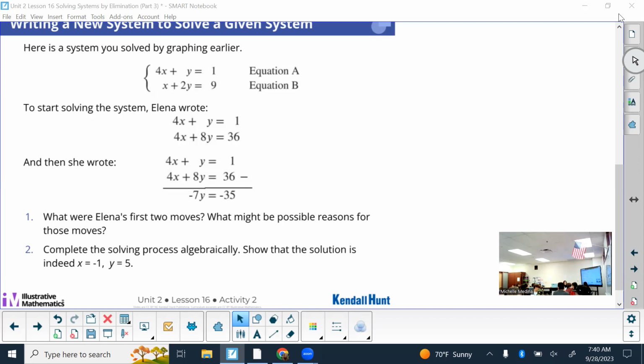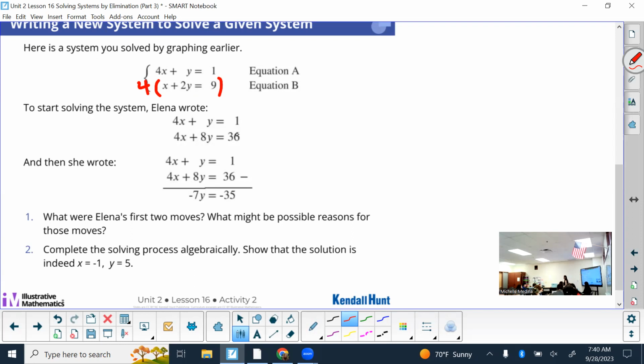All right. Table 6. Can you tell me what Elena's first move was? By what? And how do you know she multiplied it by 4? 4x. So when you do the work yourself to prove that that's what she did, that's what you would have gotten as well, right? So that's how you can confirm that's what she did.